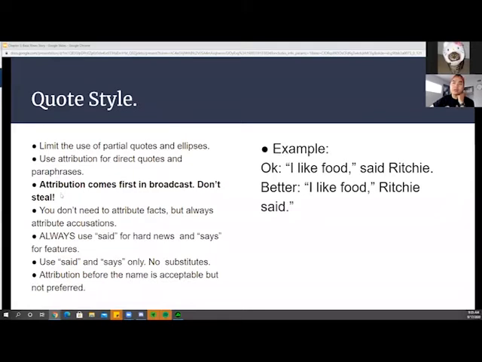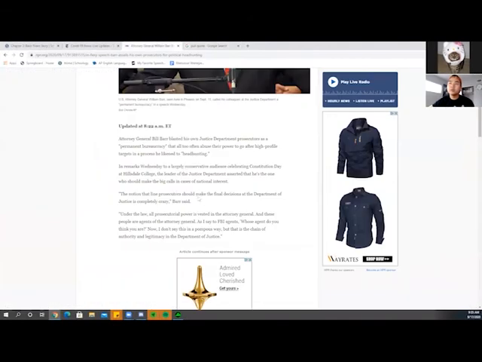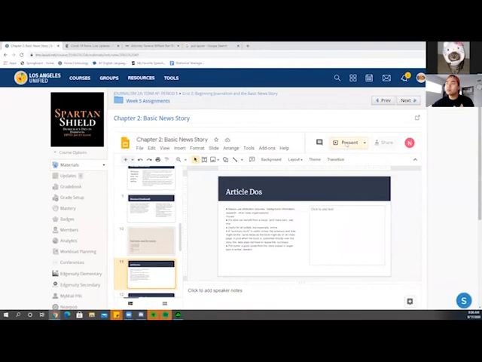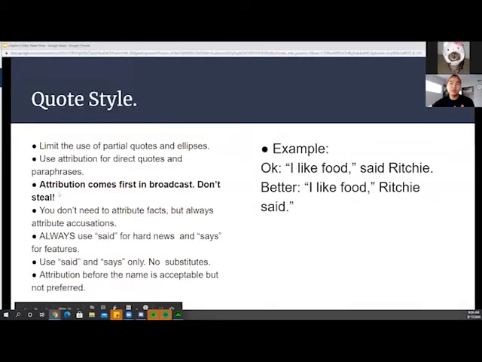Attribution comes first in broadcast, don't forget. So when we start doing broadcast news, in the newspaper, we might give the quote and put, let's put the example. In a newspaper, it says this. We give the quote: "The notion that line prosecutors should make the final decision at the Department of Justice is completely crazy," Barr said. If we were to make a news broadcast, if we were to record on video news, we would say, Attorney General Anthony Barr said, the notion that line prosecutors should make the final decision at the Department of Justice is completely crazy. So that's the opposite. In broadcast news, we give the attribution first. In newspaper news, we give the attribution after.